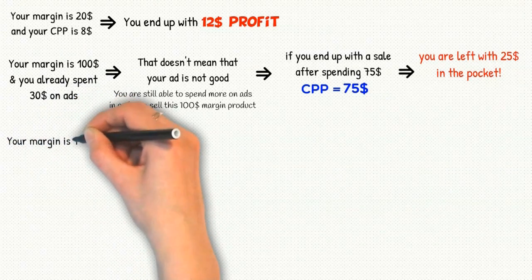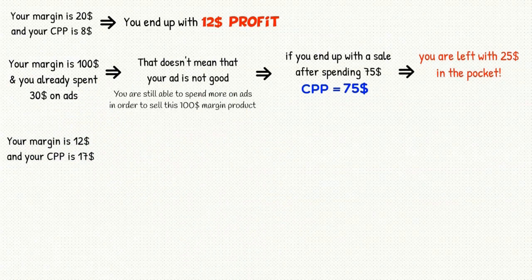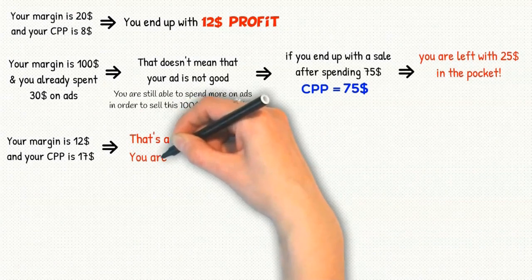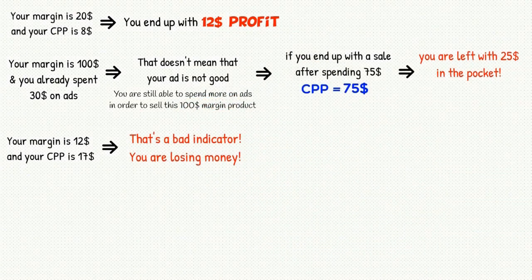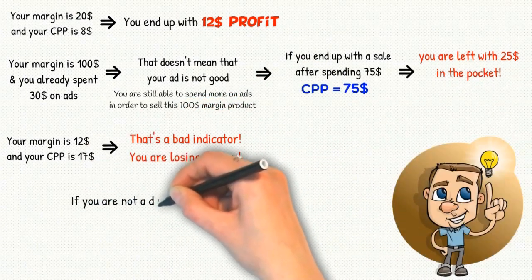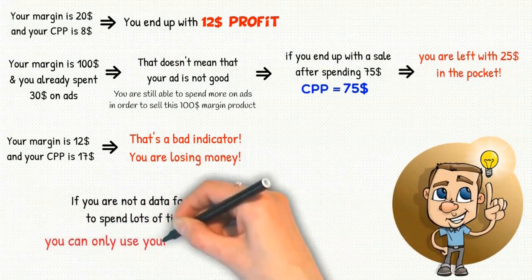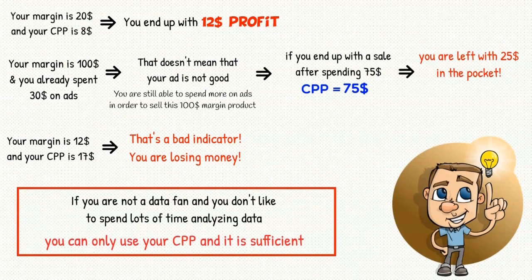But imagine that your margin is $12 and your CPP is $17. Well, that's very bad. You are losing money. If you are not a data fan and you don't like to spend lots of time analyzing data, you can only use your CPP and it's sufficient.